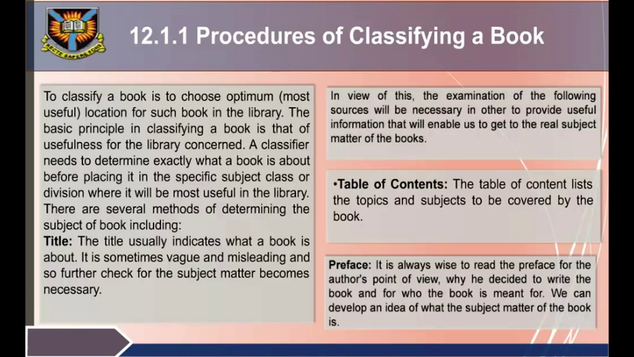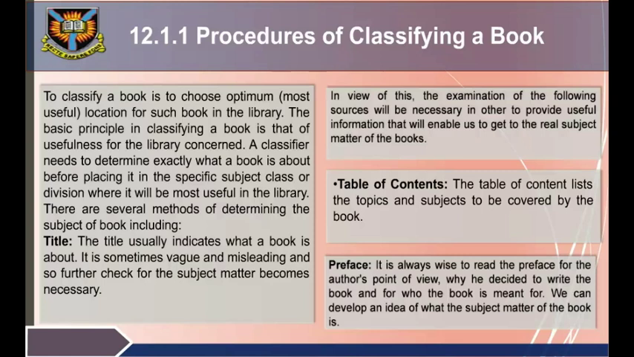There are several methods of determining the subject of a book, including title. The title usually indicates what a book is about. It is sometimes vague and misleading, and so further check for the subject matter becomes necessary. In view of this, the examination of the following sources will be necessary in order to provide useful information that will enable us to get to the real subject matter of the book.